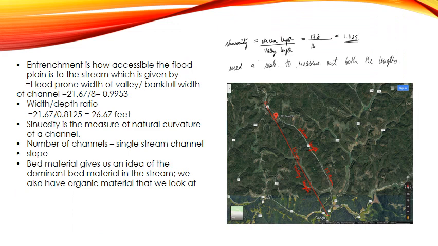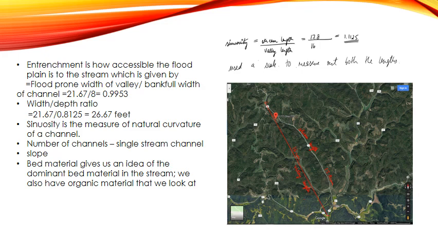The six main components that we look at when we're doing the stream classification according to Rosgen start with entrenchment. Entrenchment is basically looking at how accessible the floodplain is to its stream. This is given by the flood-prone width of the valley over the bankfull width of the channel. My value that I got is 0.9953, and I'm going to take an approximation of this and make it 1.